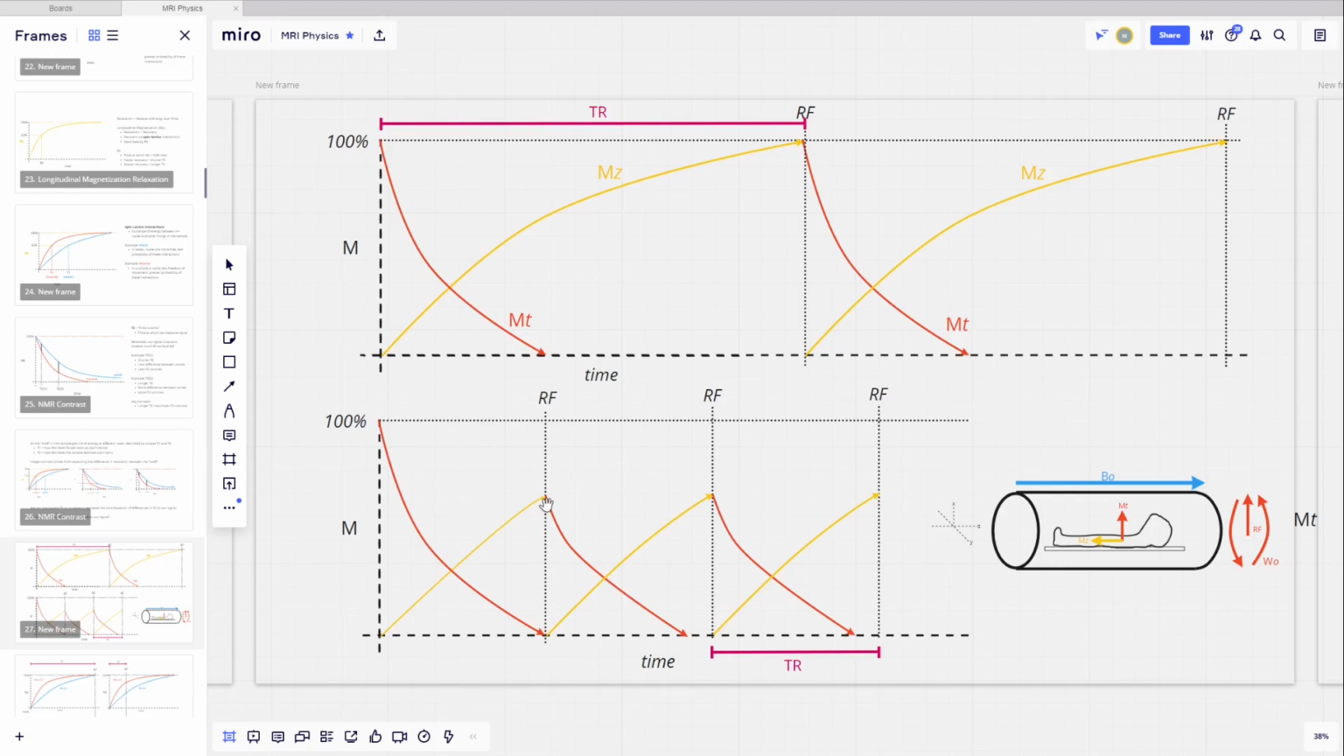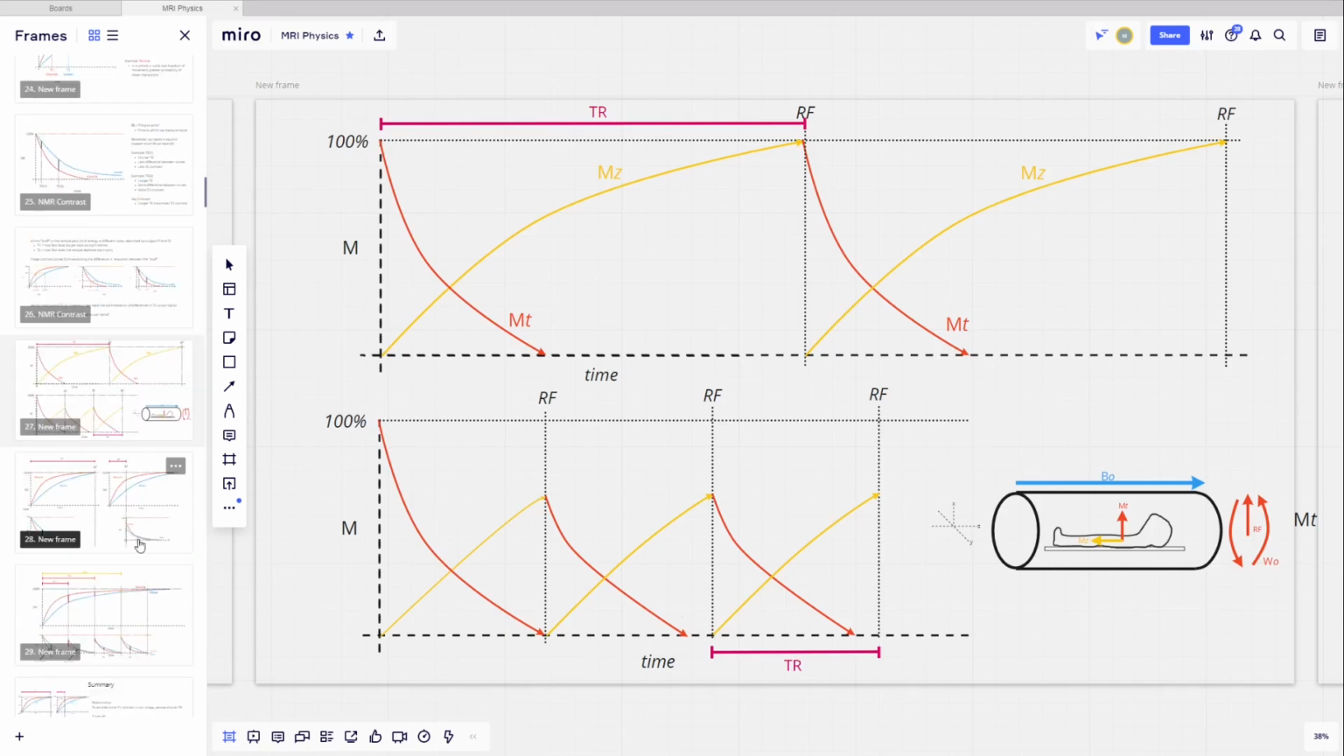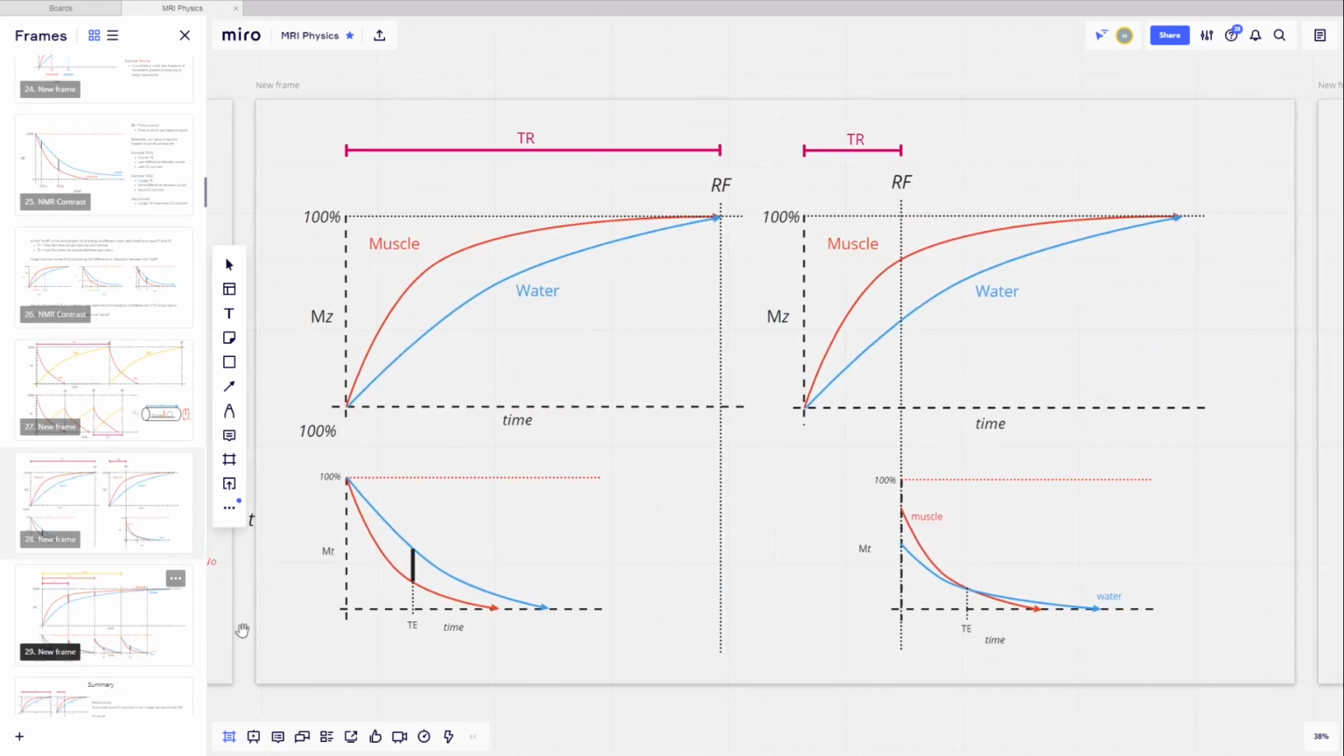And so we watch this go back down to 0, we watch this recover, but again, before this goes any further, we hit it with an RF pulse again, and we watch the same thing. So it's by manipulating our TR time, how often we're applying that RF pulse, that we can make changes in these curves. So let's look at some examples here.